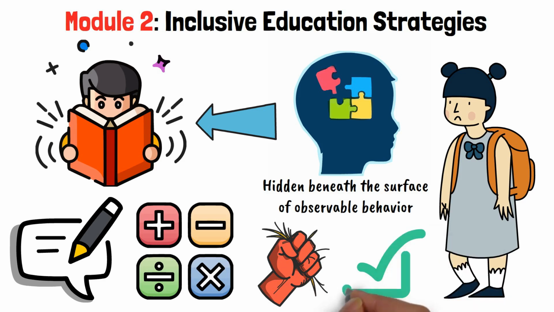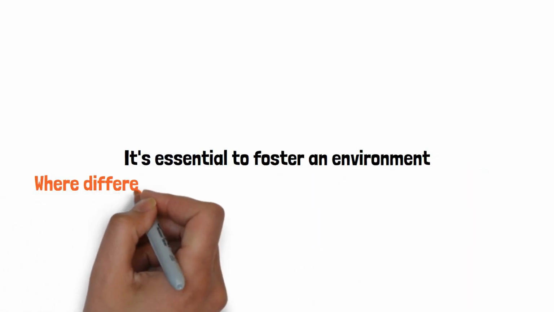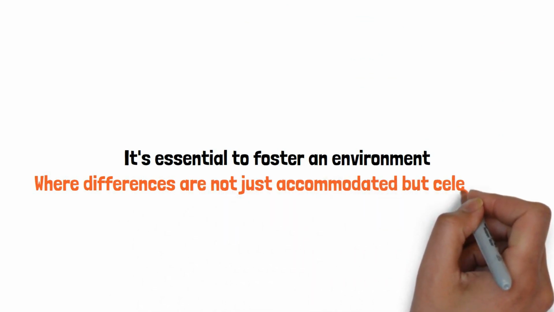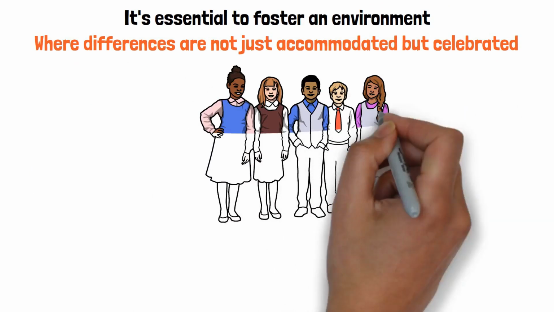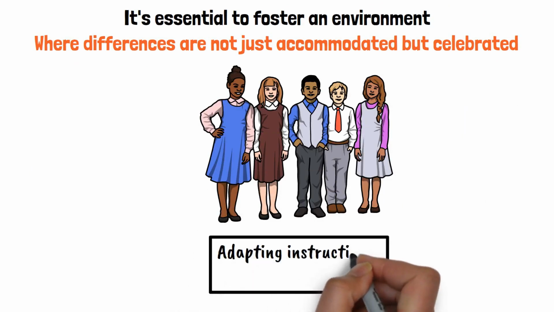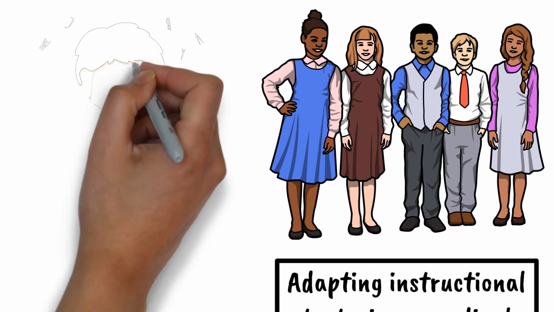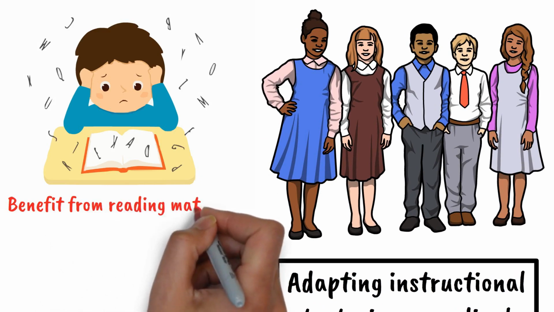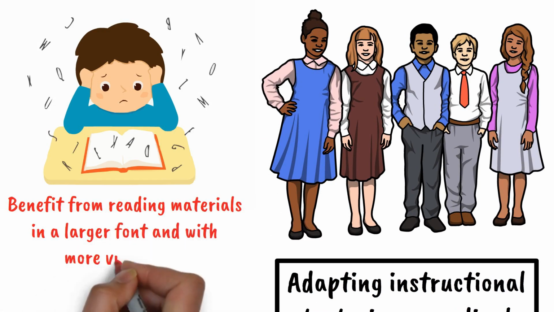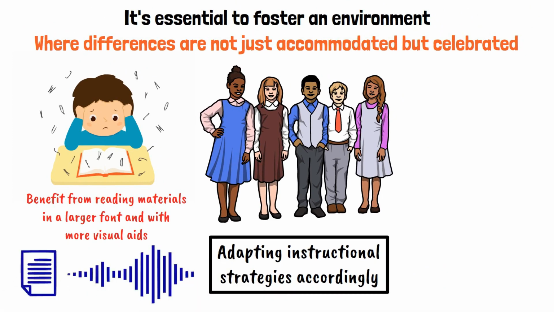For successful inclusion, it's essential to foster an environment where differences are not just accommodated, but celebrated. This involves understanding each student's unique learning profile and adapting instructional strategies accordingly. For instance, a child struggling with dyslexia might benefit from reading materials in a larger font and with more visual aids, or from using text-to-speech software.